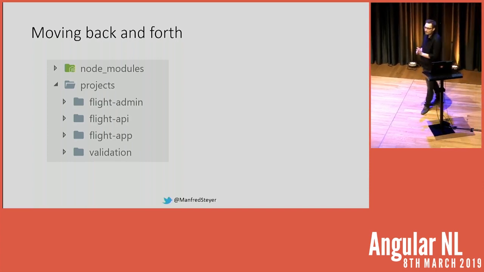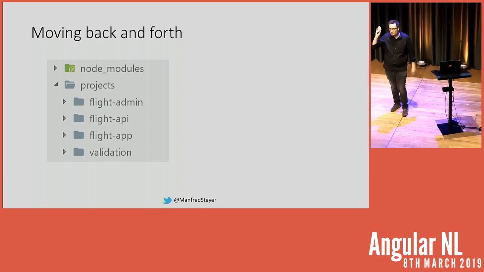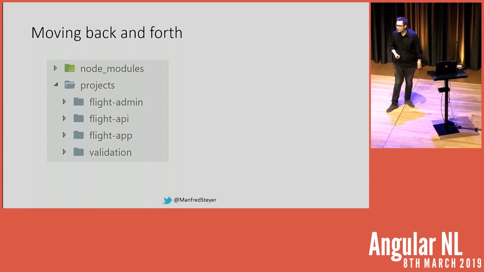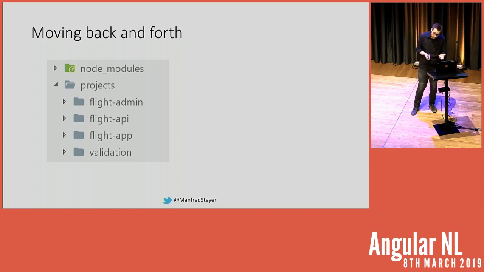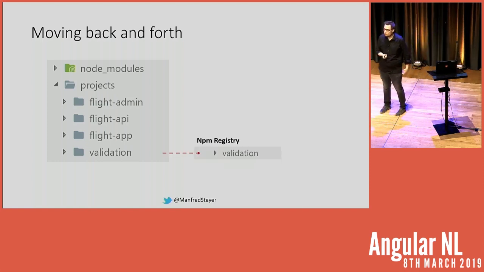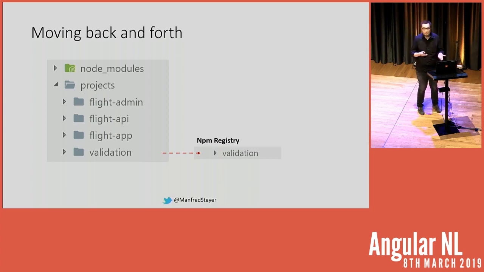The best thing about monorepos is it is not a one-way street. You can move back and forth all the time. So let's assume we have written this monorepo, and now this validation library is really major. Other people of our company want to have this validation library. So we could easily take this validation library and put it into an npm registry, for instance, Verdaccio, as we have heard before. And so all the other people can leverage this validation library.